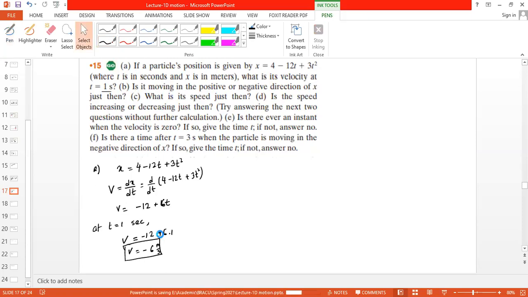Is it clear? And then for part B, they are asking us, is it moving in the positive or negative direction just then? Is it moving in the positive or negative direction of x just then? Negative. That one, is it moving in positive or negative? Negative. Why? Sir, the value of v is coming out negative. Yes. And negative means the opposite direction. Yes, sir. Yeah, right.